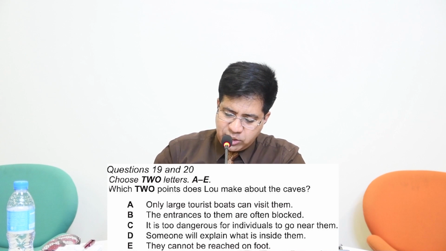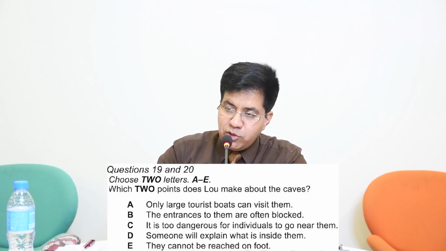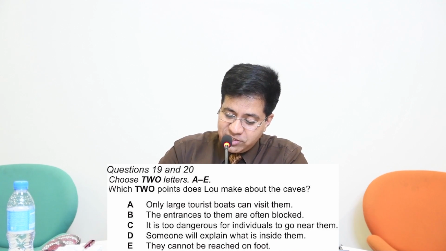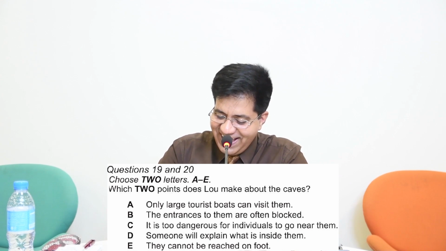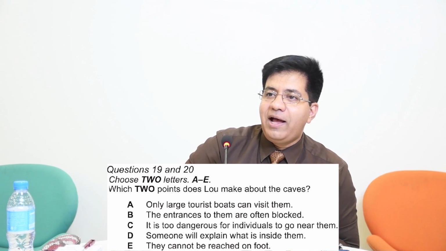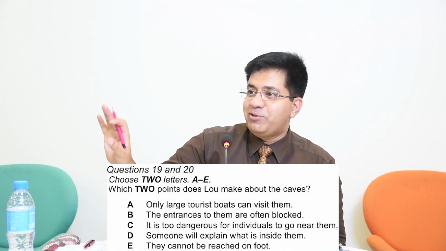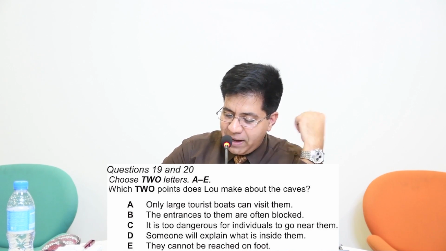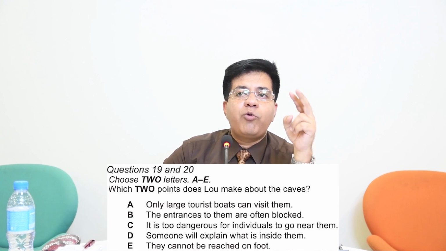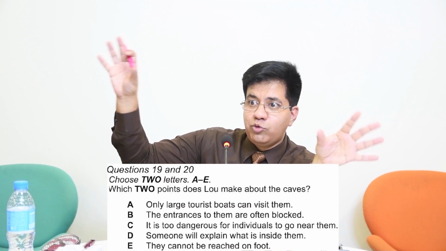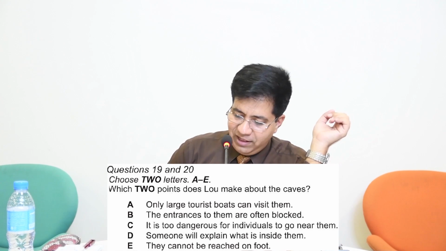Choose two letters A to E. Which two points does Lou make about the caves? The typical word for Lou sounds like Baitul Khala. Just imagine someone's name is Baitul Khala. Now, what are the points about? Caves. They will talk about caves. Imagine caves, gufa, ghar, and all that.